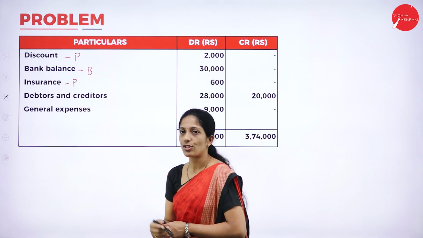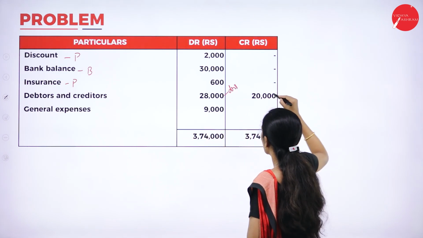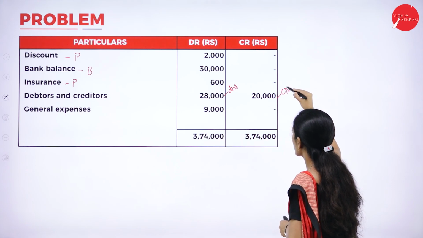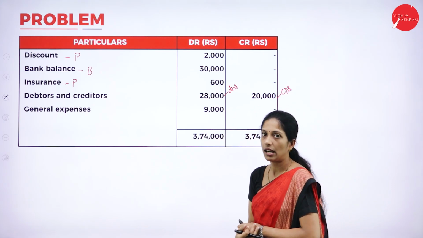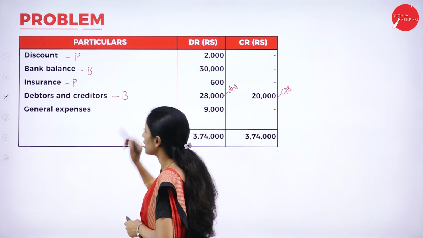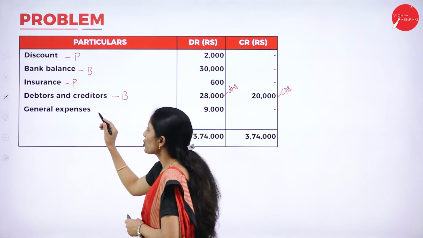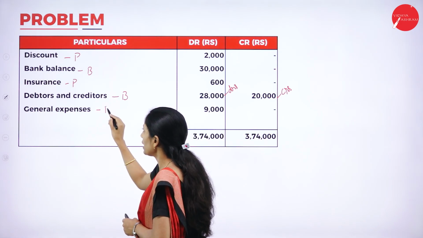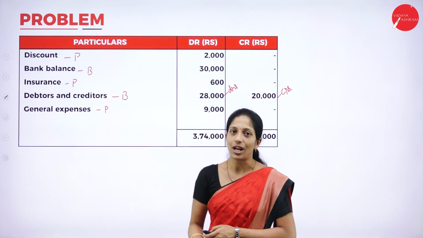Debtors and creditors. So debtors, the amount in the debit side is debtors and the amount in the credit side will be creditors. So these are the asset. Debtors is an asset and creditors is a liability. So where do we record? We'll record in the balance sheet. Next, general expenses, it is an indirect expense, so we have to record in profit and loss account. So hope you are clear with all the items in the trial balance.